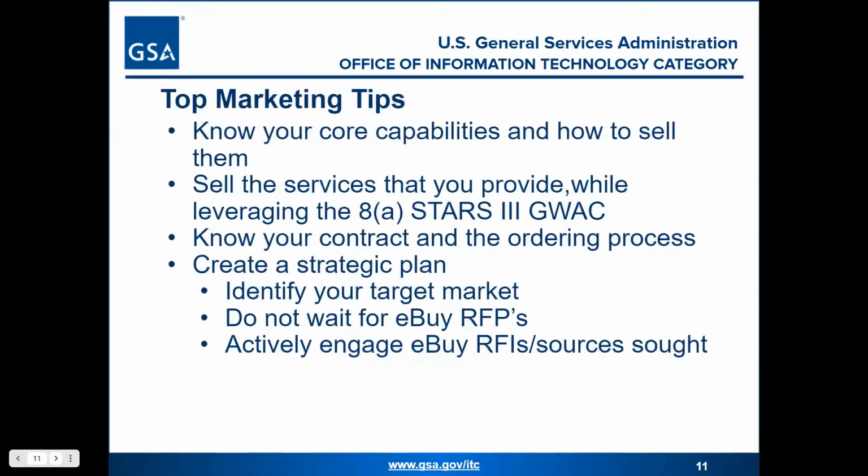And lastly, can an acquisition professional trust you? As an acquisition professional, every task order has a certain amount of risk, right? And we want to reduce the risk as much as we can. So can they trust you to deliver? So as you think about putting your strategy in place for 8A Stars 2, 8A Stars 3, think about know, like, and trust, okay? So going into the slide, know your core capabilities and how to sell them, meaning who you are, what you provide, and why that is important. You should be able to clearly communicate each one of those things to every acquisition professional that you come across that you want to tell your story to. Sell the services that you provide while leveraging the 8A Stars 3 GWAC, okay? Keep in mind, contracting officers aren't buying the 8A Stars 3 GWAC.